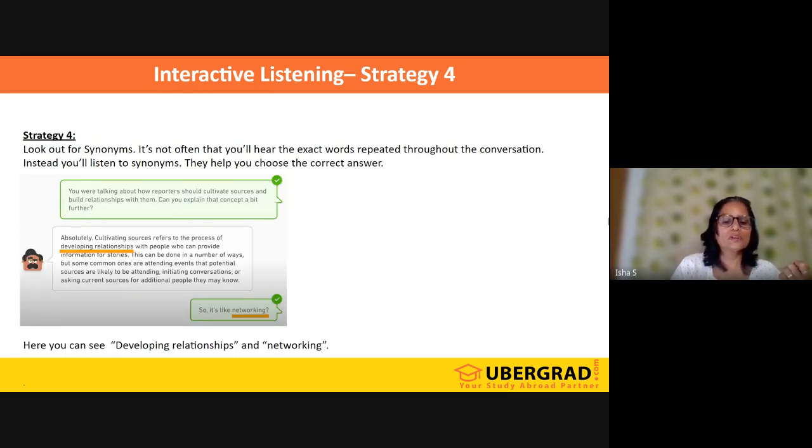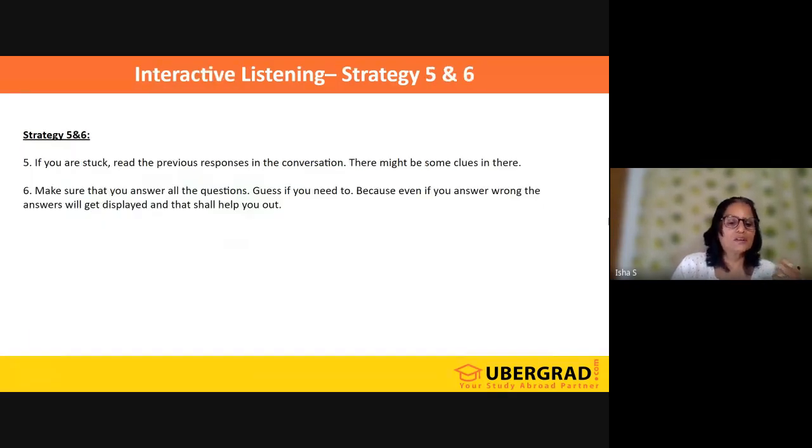Next strategy: you will not always hear the exact word. Throughout the conversation, you will instead listen for synonyms that will help you choose the correct answer. This kind of handout will be shared with you once you log in, and you can go through it. I'm not reading out each and every word and statement. If you get stuck, go through the previous response; you may get some link or clue from there. Next one.